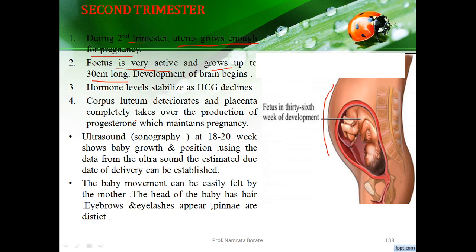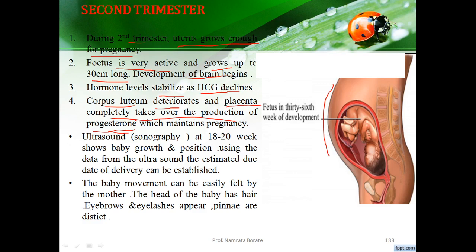The development of the brain begins, and the hormone levels stabilize as the human chorionic gonadotropin hormone level declines. The corpus luteum deteriorates and the placenta completely takes over the production of the progesterone hormone. The placenta starts functioning to produce progesterone in the uterine region, which means the pregnancy is maintained.